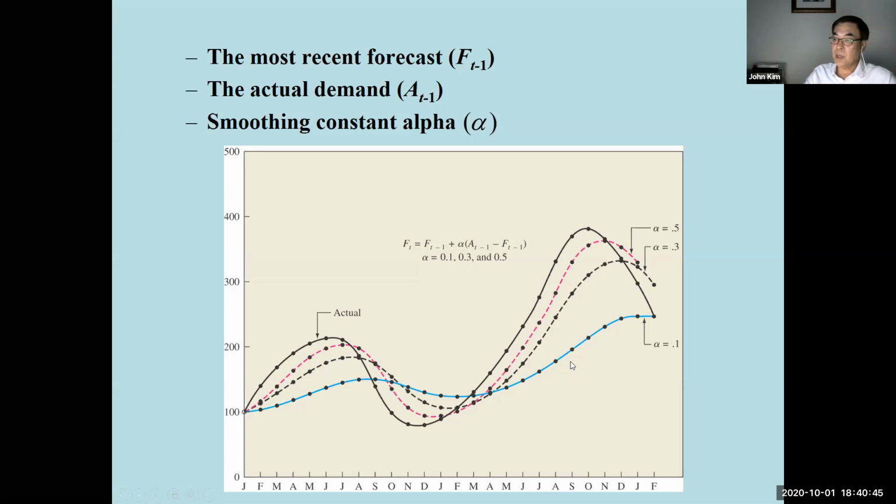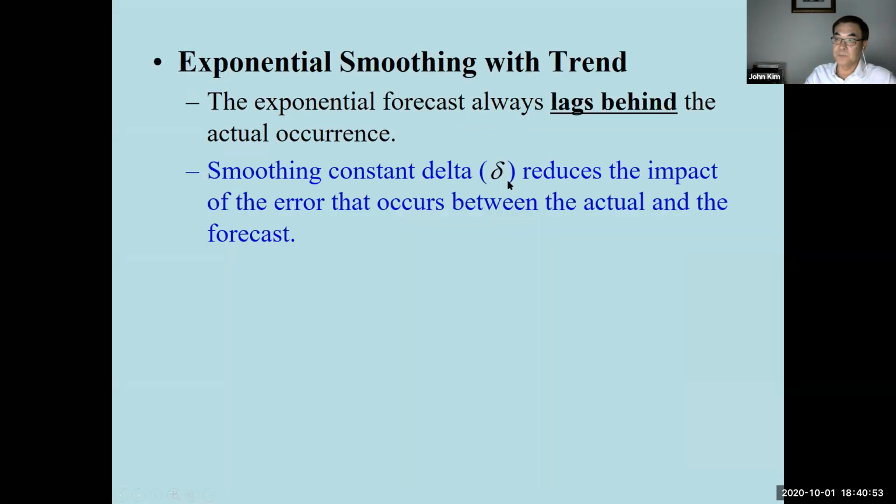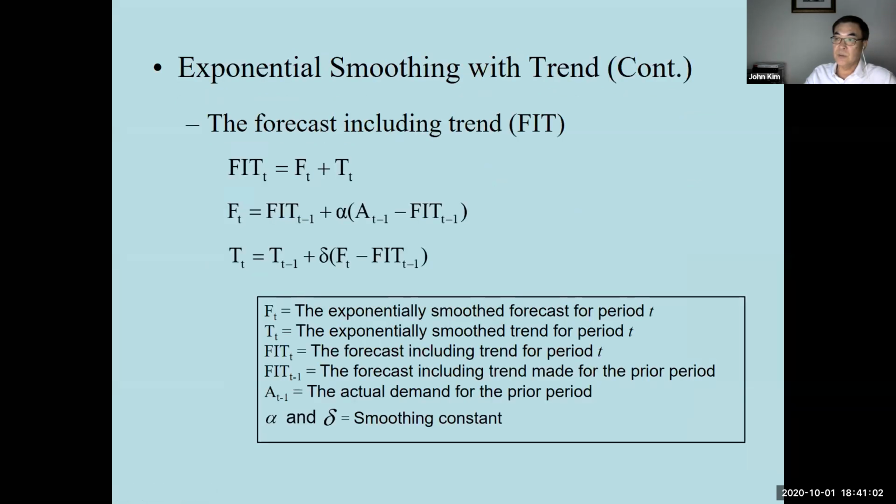So to offset this error, we use one more smoothing constant, delta. Using this delta, the formula is more complicated. We call this the forecast exponential smoothing with the trend, or forecast including trend, so FIT. FIT term T equals FT plus TT, where FT, the forecast using only alpha, is like exponential smoothing.